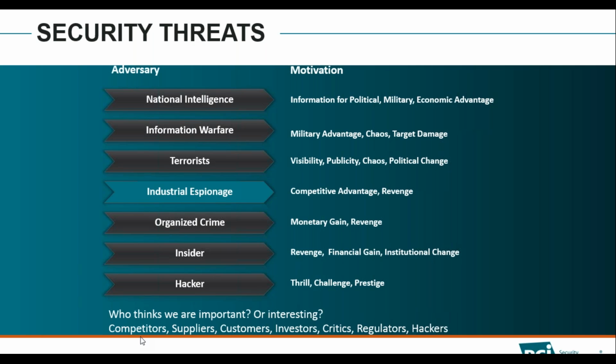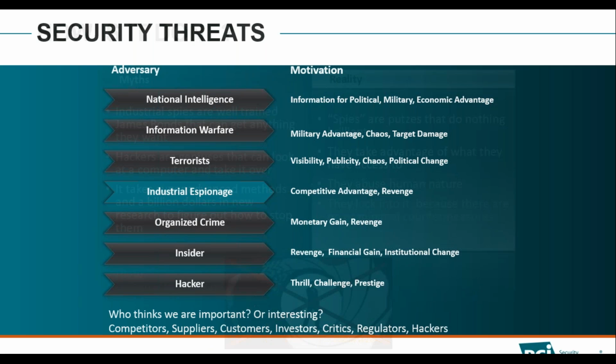Well, if you are looking at who could be your threat, basically you need to ask a question, that is, who thinks you are important or interesting? So if you think you don't fall under the category of industrial espionage, then you need to ask, who thinks you are important? And I'm sure there are many. So you'll have to check whether it is your competitors, suppliers, customers, investors, critics, regulators, or hackers. So anyone could be a threat for you.